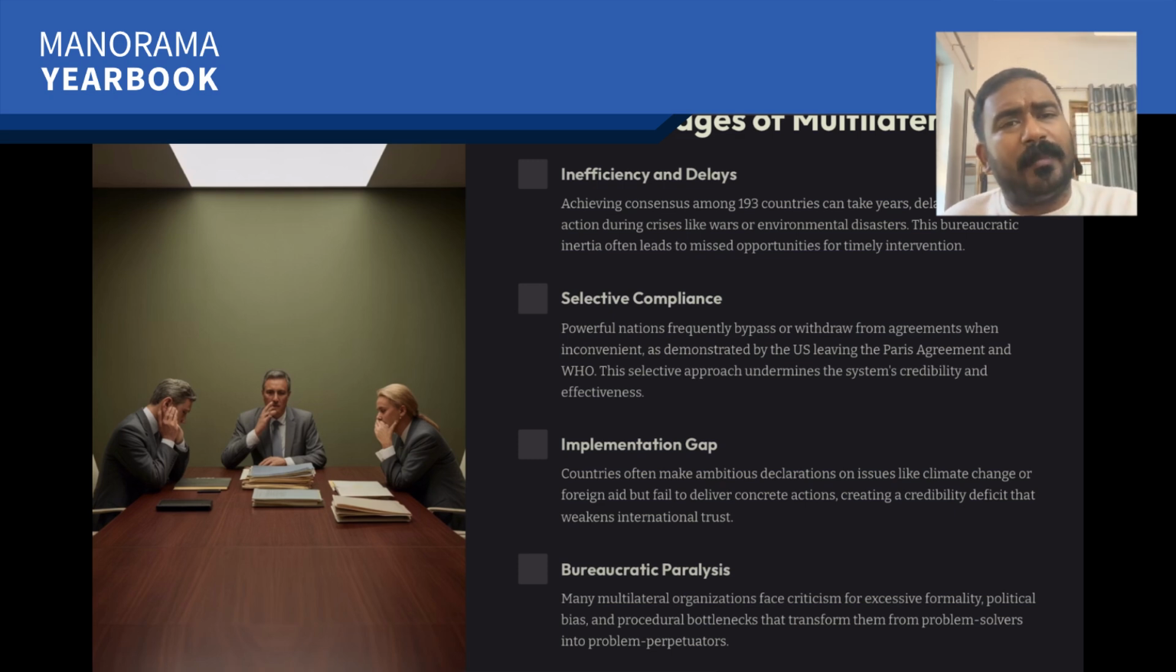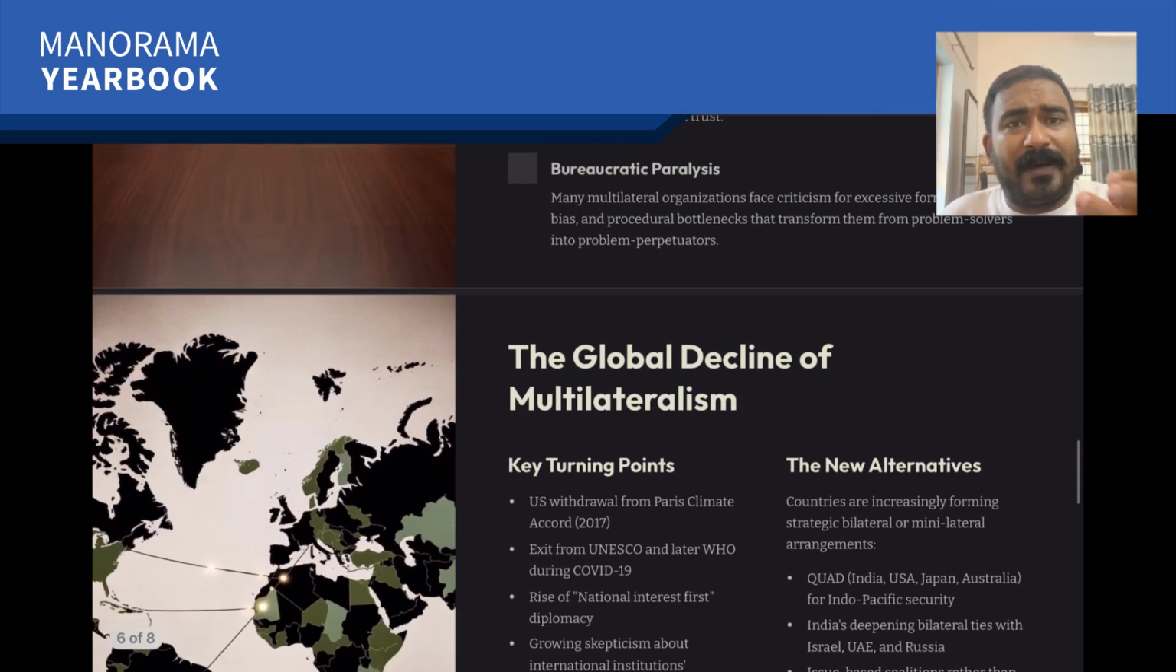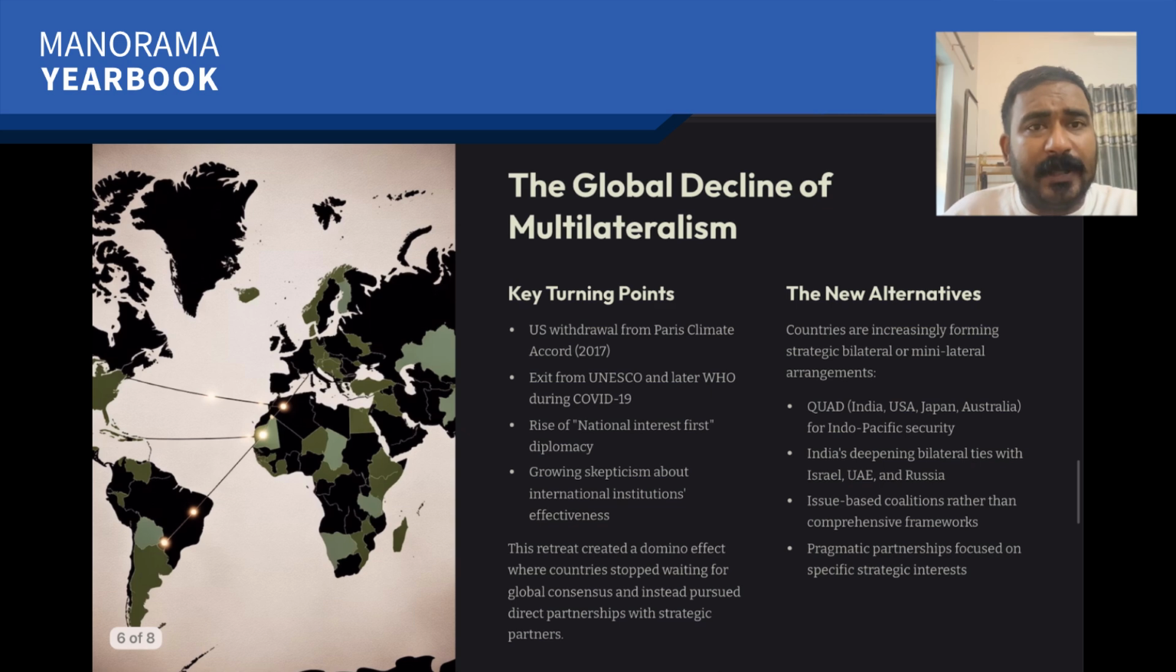Now, let's look at why multilateralism is declining globally. One of the important points regarding the decline of multilateralism right now is that the shift started when countries, especially the United States, began withdrawing from global commitments. For instance, under President Donald Trump in his first term, the United States pulled out of the Paris Accord, and not only that, Trump also withdrew from the United Nations Educational, Scientific and Cultural Organization, and even from the World Health Organization during the COVID-19 crisis. This move clearly signaled that national interest is first, global interest is later.